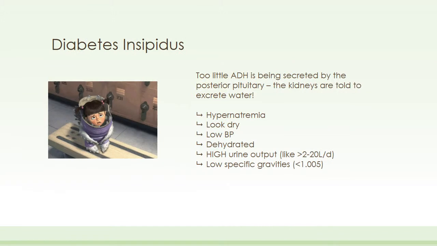When it comes to diabetes insipidus, basically, we're used to monitoring these patients, especially after they've had pituitary tumor surgery. The poor bruised pituitary is secreting too little ADH, and the kidneys are told to excrete water. These patients have high sodium levels, they look dry, and they can have low blood pressures. Urine outputs can be crazy high, from 2 to 20 liters out in a day. Specific gravities are low, less than 1.005.